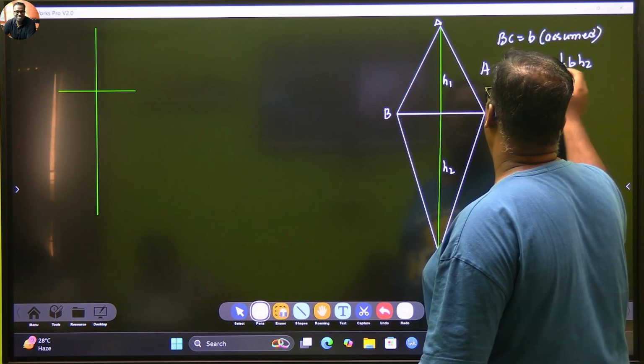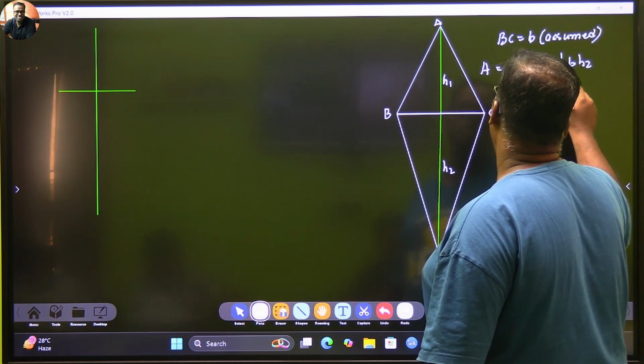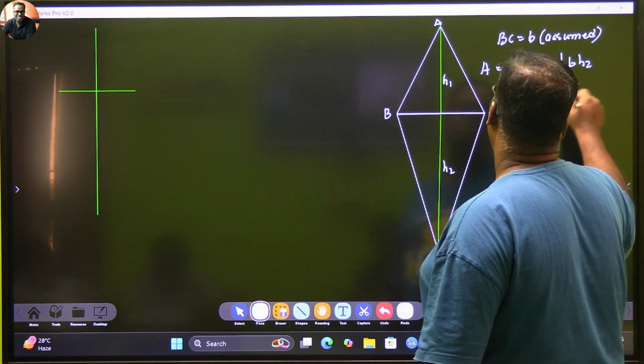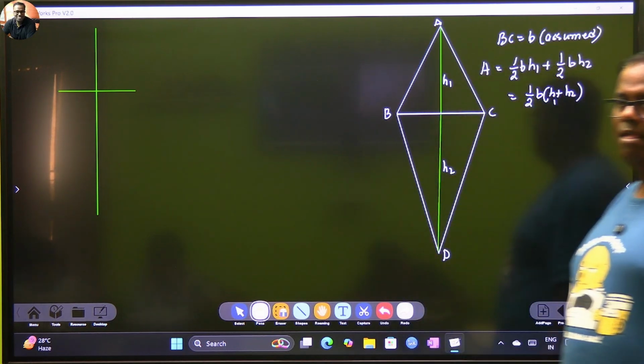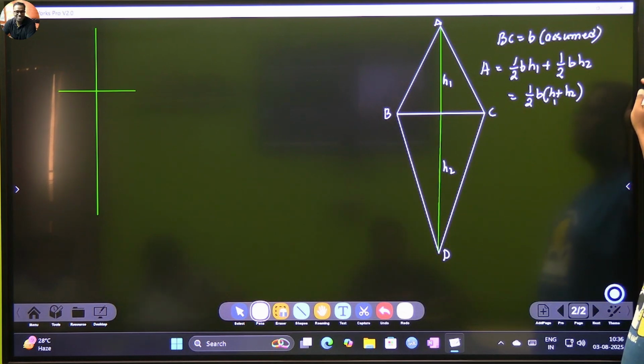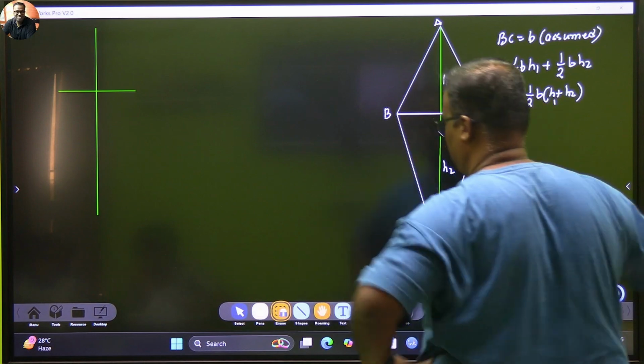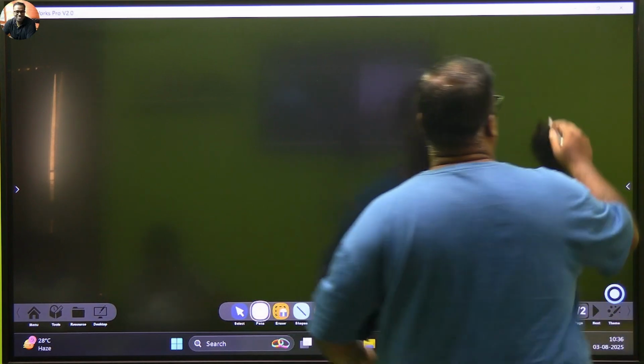So now if we add these two, we can take half b as common and multiply it with h1 plus h2. Did you understand this? Now don't memorize. Have you understood how we got this formula? Half b can be taken common. If you take half b common from the first term, h1 is left out. If you take half b common from the next term, h2 is left out.